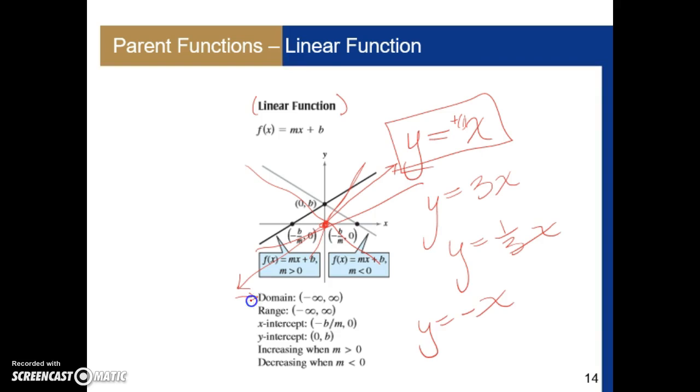The domain of our parent linear function is all real numbers. The range is all real numbers. For us, the x-intercept is the origin, and the y-intercept is also the origin. This function is increasing when the slope is positive and decreasing when the slope is negative. And this function has no symmetry. It's not symmetric about the x-axis. It's not symmetric about the y-axis. So there is our parent linear function.